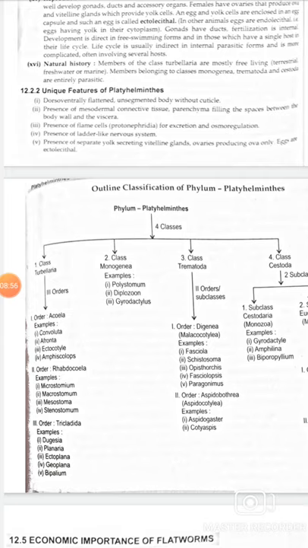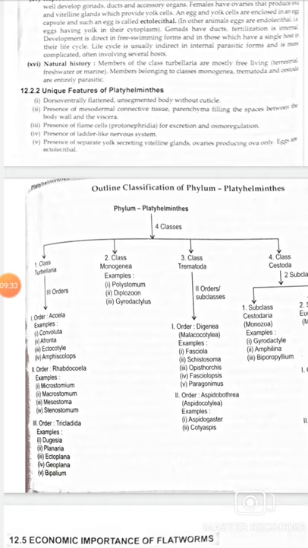There are some examples given under these orders. The next class is Monogenea. It does not include any order, and examples of class Monogenea are Polystomum, Diplozoon, Gyrodactylus. The third class is Trematoda. It consists of two orders, that is Digenea and Aspidobothria. The order Digenea consists of animals like Fasciola, Schistosoma, mainly parasitic Platyhelminthes.